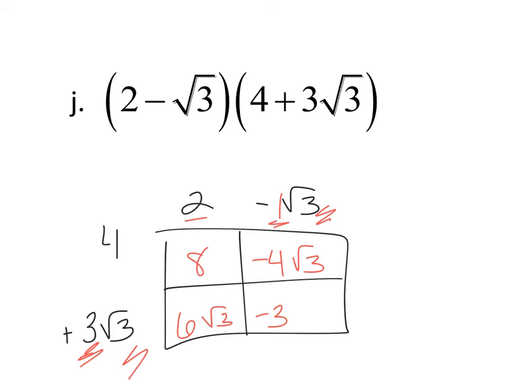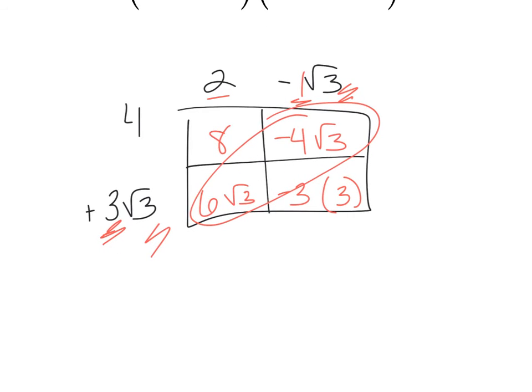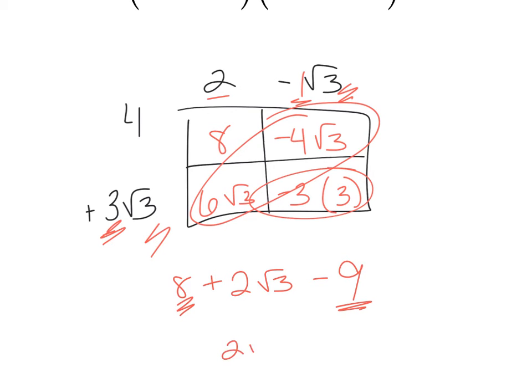Rad 3 times rad 3 is just 3, because remember, rad 3 times rad 3 is square root of 9, and square root of 9 is just 3. These guys are like radicals, so they'll combine to 2 square root of 3. Plus 8, and this is negative 3 times 3, so that's negative 9. These guys are alike, so they'll get you 2 rad 3 minus 1, because 8 minus 9 is negative 1.